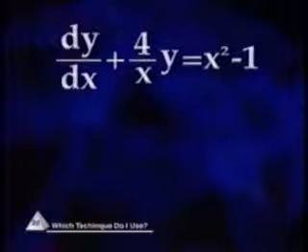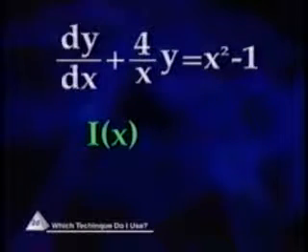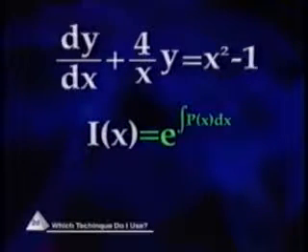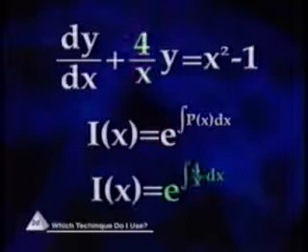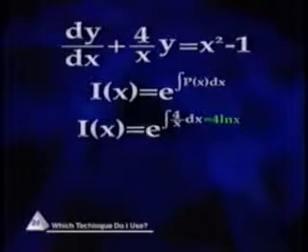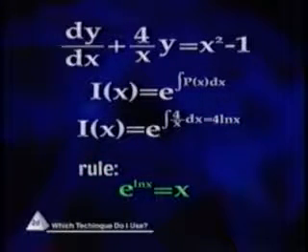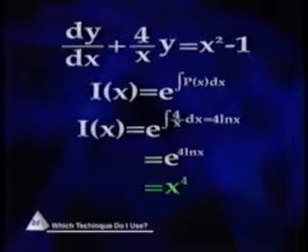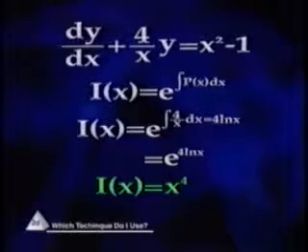Actually, the integrating factor I of x is formed by raising e to the integral of p of x. Since p of x is 4 over x, our integrating factor is e to the integral of 4 over x dx. The integral of 4 over x equals 4 times the natural log of x. Now, remember the rule that says that e to the natural log of x is just x, and e raised to 4 times the natural log of x equals x to the 4th power. So, our integrating factor is just x to the 4th power.